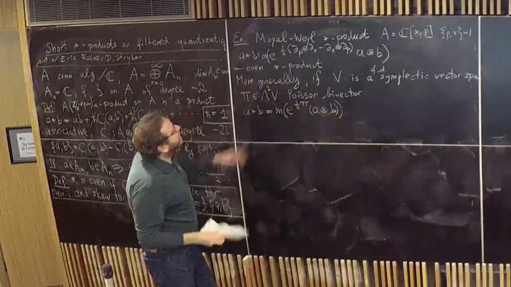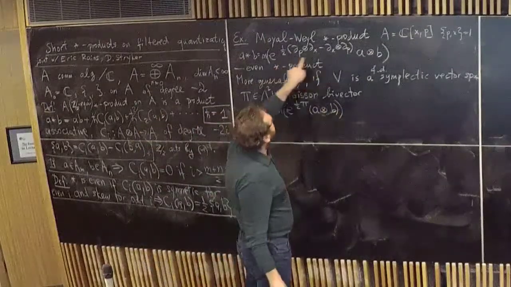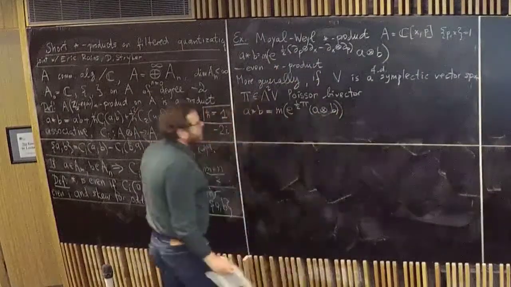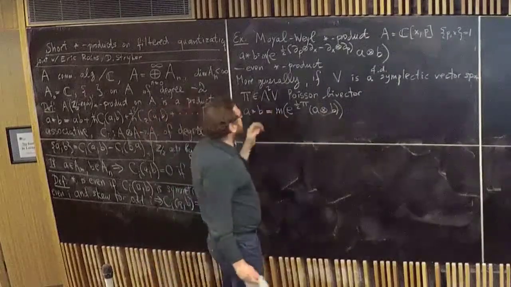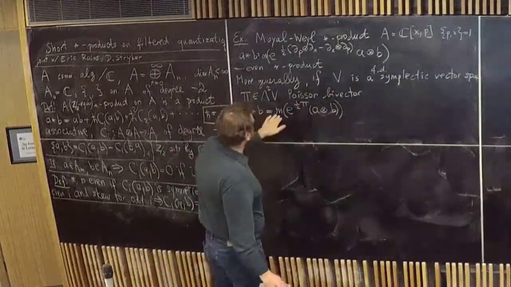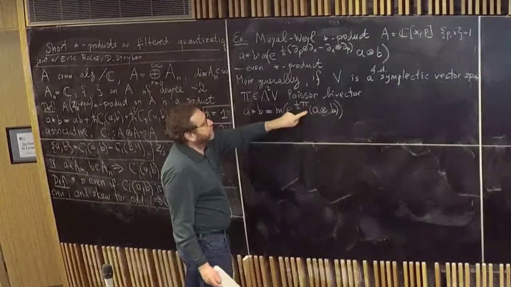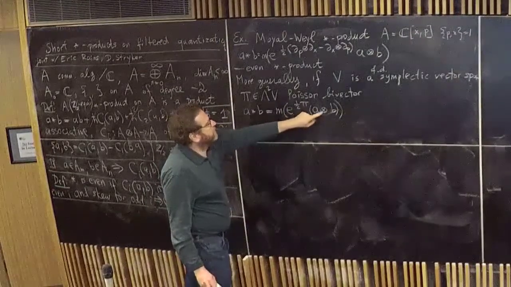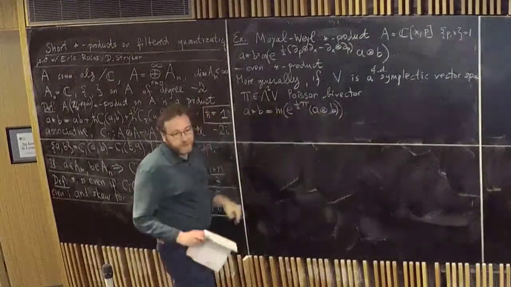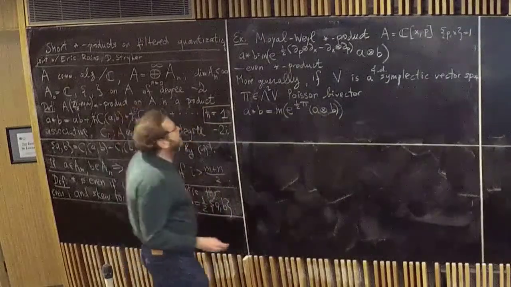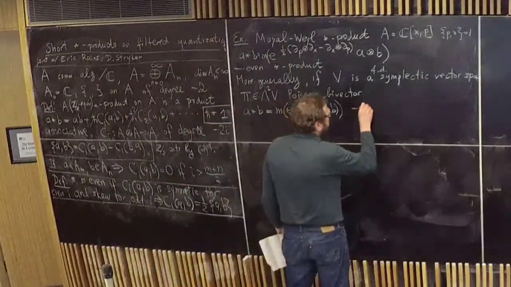So this is clearly a generalization. In this case, the Poisson bivector is this expression here. The Poisson bivector is a biderivation of the algebra, and so we can apply the first component to A, the second component to B, and then multiply. And this is also an even star product.